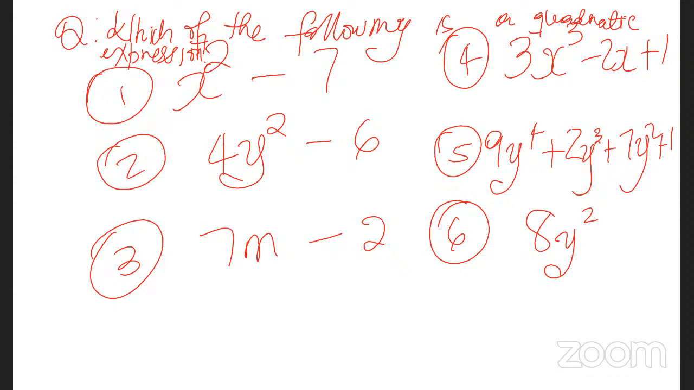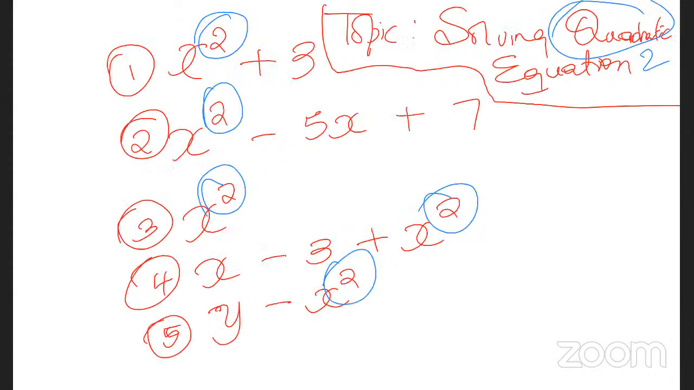4, 5, 2, and 1. So Sachin says number 4 is a quadratic expression. Number 2 is a quadratic expression. Number 1 is a quadratic expression. That's it, Sachin? And number 5. All right. So let's see if what Sachin says is so. So remember now, Sachin, let's go back to our previous slide. We say that for a quadratic expression, the highest power is 2, right?